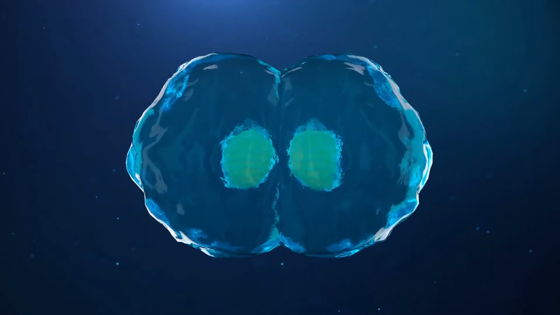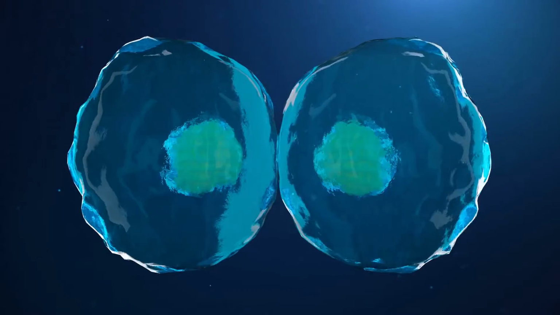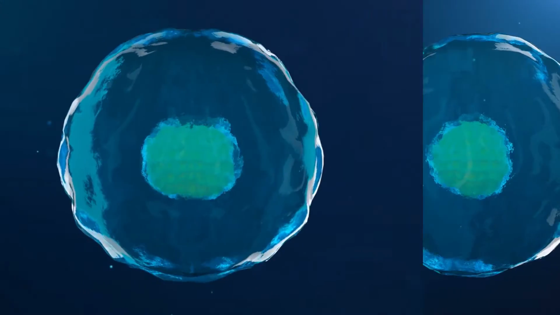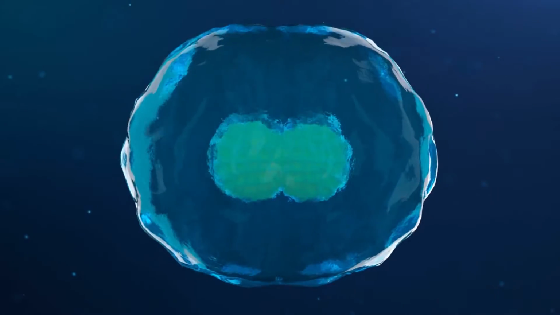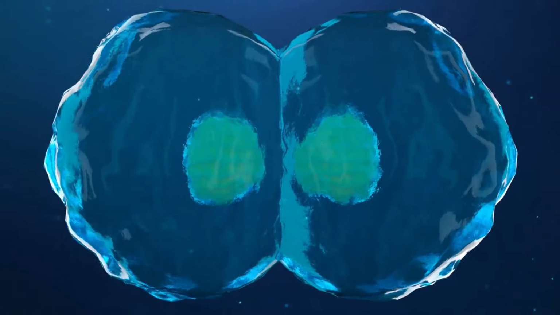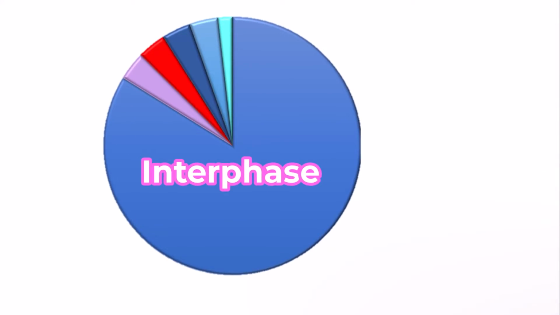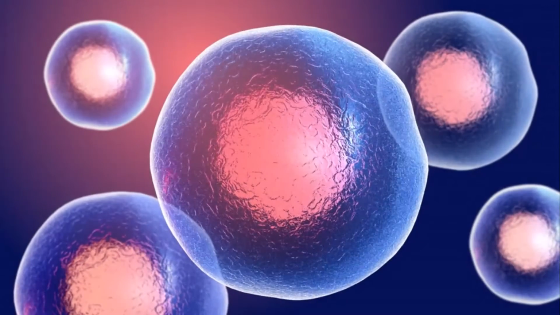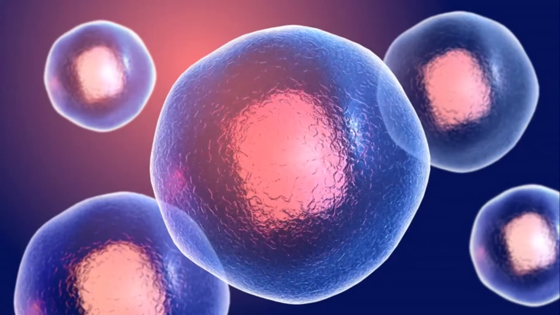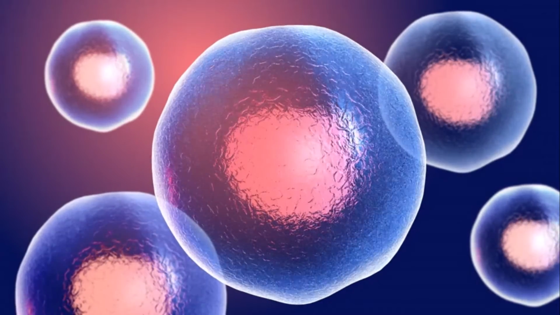The cell cycle extends from the time a cell is first formed from a dividing parent cell until its own division into two cells. You can think of the cell cycle as the lifetime of a cell, from birth to its own reproduction. Most of the cell cycle is spent in interphase. Interphase is a time when a cell goes about its usual business, performing its normal functions within the organism.